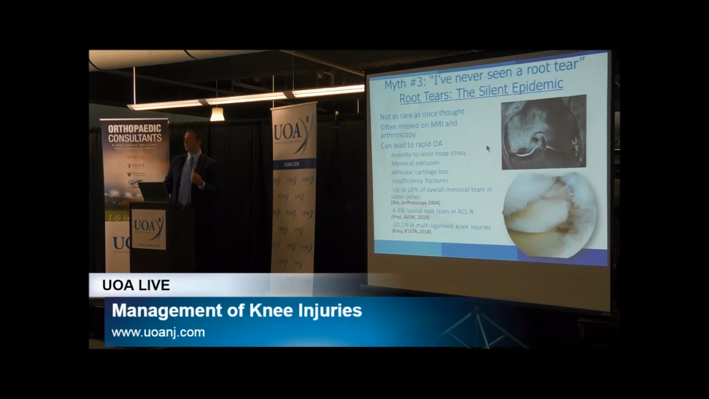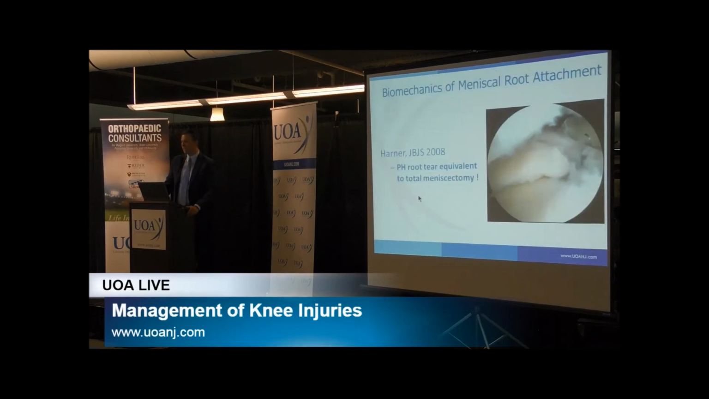Because if you take the attachment site of that meniscus off of the tibia, most of the rest of that meniscus is not functioning. And in some studies, it's up to 28% of all meniscus tears. Another study looked at lateral tears for ACL reconstructions, found them about 7%. And for multi-ligament knee injuries, as Dr. Swan talked about, those are usually high-energy injuries, and these are injuries that about 1 in 5 may have a root tear. So we should be looking for these, and we should be fixing them when we see them.